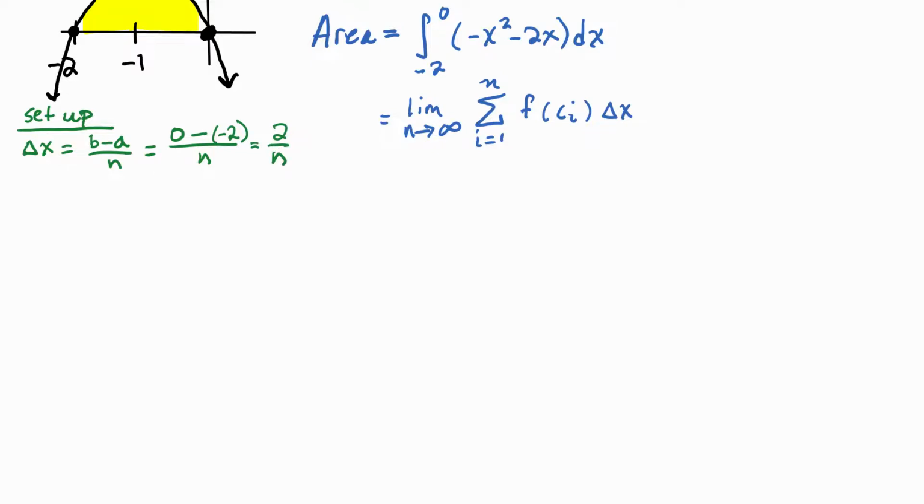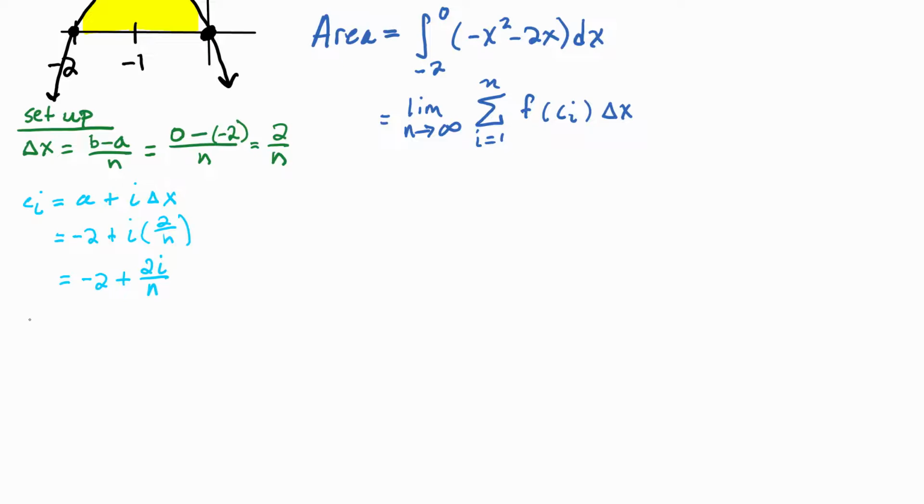Then we have to do c sub i, which we know is a plus i delta x. So that's going to be -2 plus i times 2 over n. So we can write that as -2 plus 2i over n.